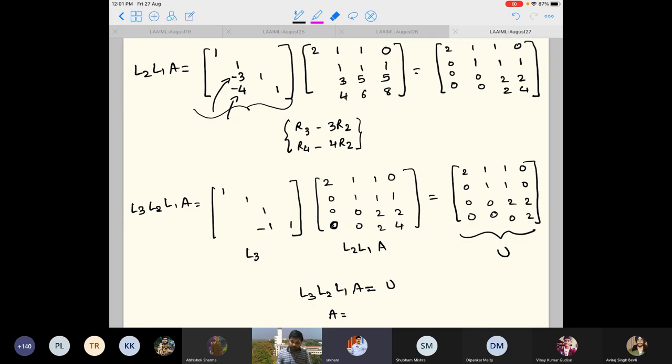So when I multiply like that, what will I get? I'll get L1 inverse, L2 inverse, L3 inverse into U. That is what I will get. So I will have A equal to this.